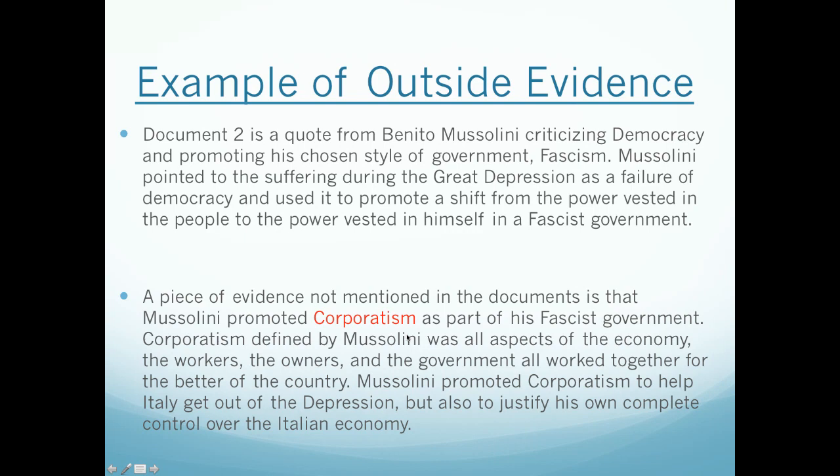Corporatism, defined by Mussolini, was all aspects of the economy, the workers, the owners, and the government, all working together for the better of the country. Mussolini promoted corporatism to help Italy get out of the depression, but also to justify his own complete control over the Italian economy. I threw in corporatism. It wasn't mentioned in the documents, and this is a way that I can tie together my knowledge of fascism to the prompt, right? That's what the outside evidence is all about. Use a proper noun, define that proper noun, link it back to your argument. That's how you use outside evidence. And again, we have to do that twice in our essay.